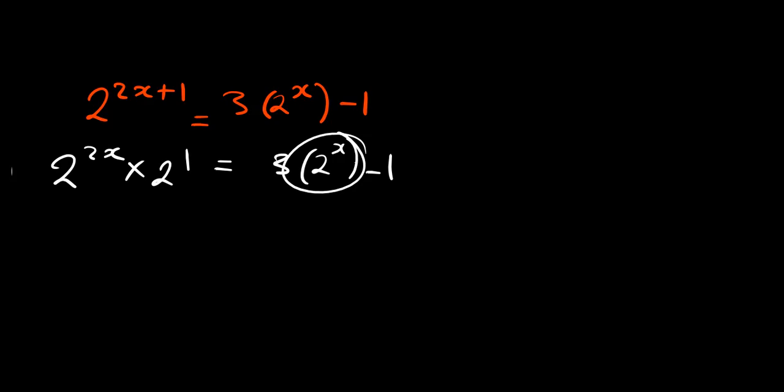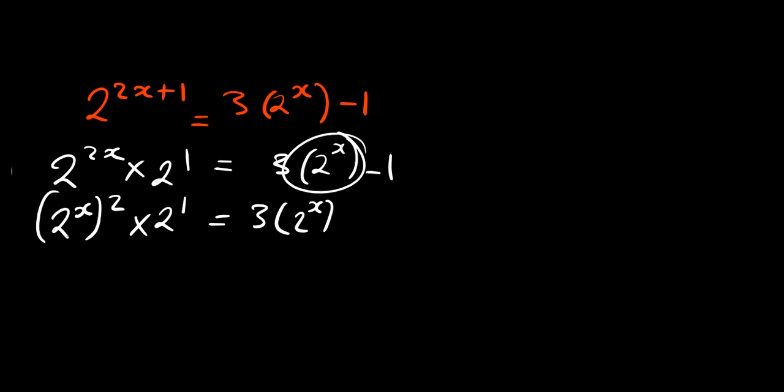So what am I going to do? I can separate it. I can put the x in, then I put the 2 outside, multiplied by 2 to the power 1 is equals to, this side I've got 3 multiplied by 2 to the power x, then there's a minus 1. Now that I've got such an expression, I can look for a letter that I can replace throughout. Let p be equals to 2 to the power x.